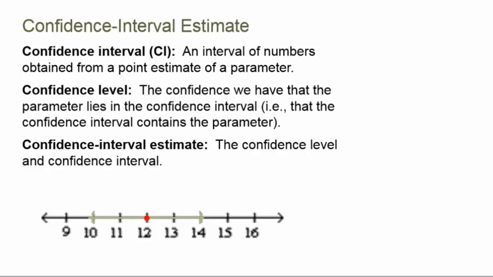For an example, I have this number line. It's labeled 9, 10, 11, 12, 13, 14, 15, 16. I have a red dot at 12, and that is my point estimate, or the mean of the data set. Then I have a line from 10 to 14, and that is the confidence interval.